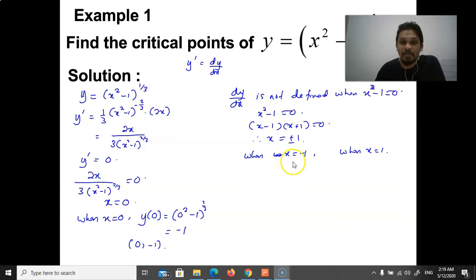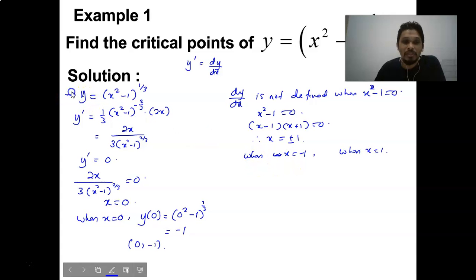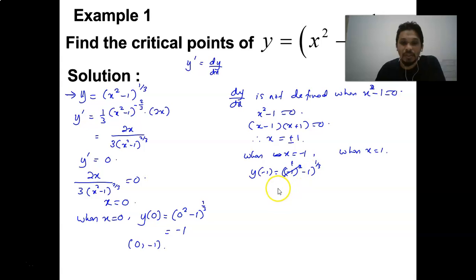Okay, now when x equal to negative 1, again, use the formula, the function given that y equal to x squared minus 1 to the power of 1 over 3. Here we come up with y of negative 1 equal to negative 1 squared minus 1, to the power of 1 over 3. Negative 1 squared equal to 1, 1 minus 1 equal to 0. So then we come up with the coordinate of negative 1, 0.